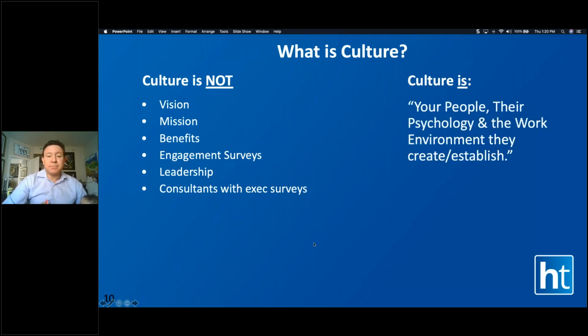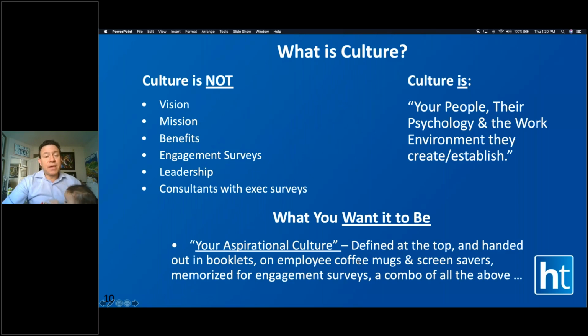So what is culture? Culture is your people, their psychology, and the work environment that they create or establish. What you want it to be is your aspirational culture, and you can have an intentional aspirational culture. Today, it's really defined at the top, put on coffee mugs and t-shirts, and then everybody's expected to memorize it and just be that. The reality is you have multiple cultures at your company.